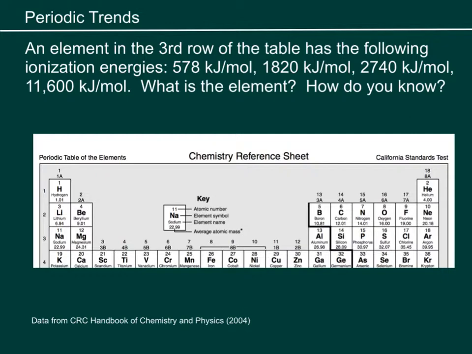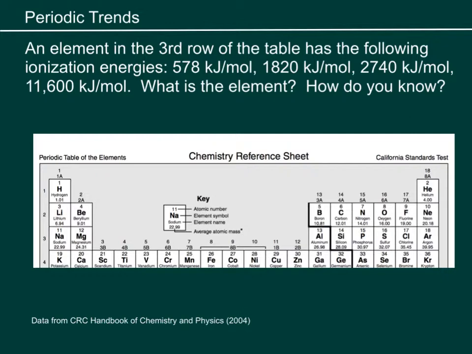Okay, so if you look at these values, one of the things you'll note is that here we have an element in the third row of the table. We're just given that it's the third row in the periodic table, so somewhere in between here, sodium, magnesium, all the way out to argon. It has the following ionization energies: 578 kilojoules per mole, 1,820 kilojoules per mole is the second ionization energy, 2,740 kilojoules per mole is the third, and 11,600 is the fourth.